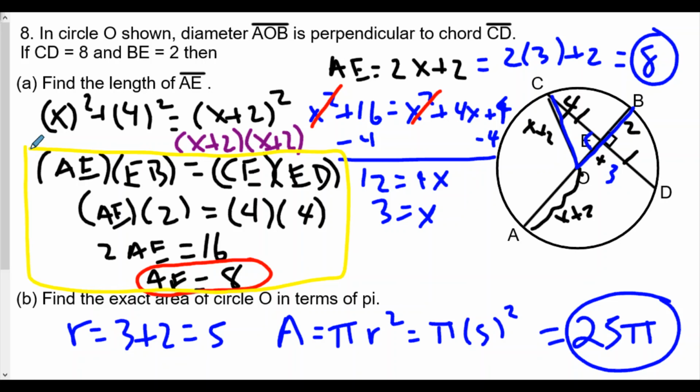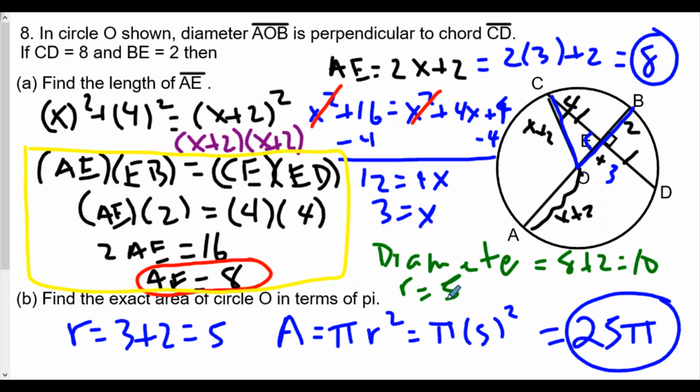Yes, I do know that AB would be 10, because 8 plus 2 is 10. Yes, that's the diameter of the circle. So yes, you could have done that as well. So I will include that part here. The diameter is equal to 10, 8 plus 2, and therefore the radius is 5. So you can find it that way as well.